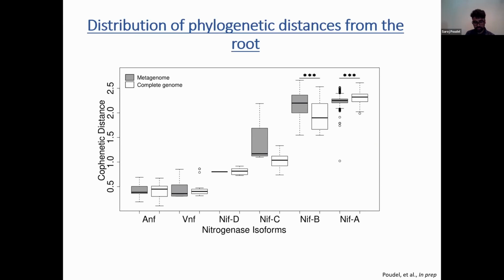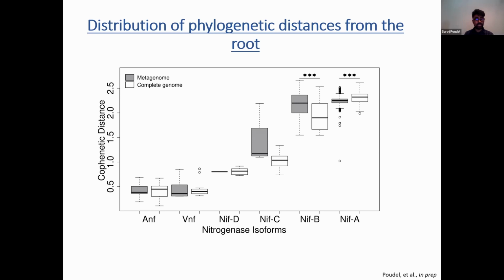So NIF-A and B being the most abundant isoforms, I wanted to understand how they've evolved over time. So I reconstructed a phylogenetic tree, and what I'm showing here is basically the distance. When you start from a root, I'm calculating the distance for each homolog and making a box plot showing the distribution of these homologs. What that corresponds to is how much they have diversified since their ancestral nitrogenase emerged. The y-axis is cophenetic distance, which is basically a distance.